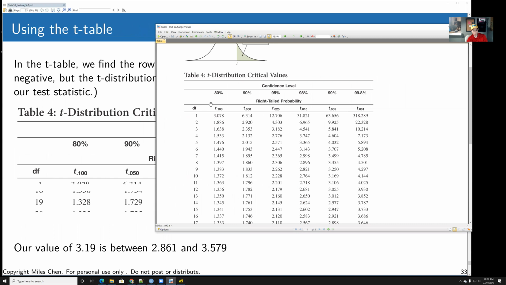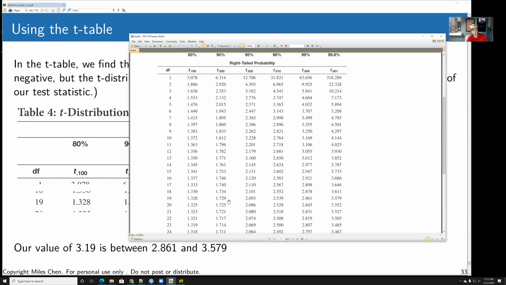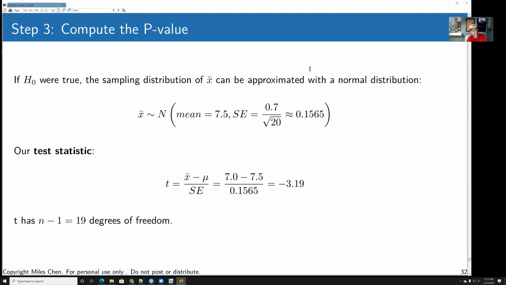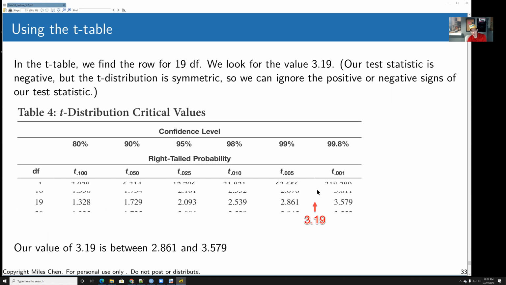So what I've done is I've cropped the top part, the headings, zoomed in, and copied just the one line with 19 degrees of freedom, because that's the only row that really matters to us now. So in the table, we find the row for 19 degrees of freedom, and we're going to look for our test statistic value of 3.19. Technically, our test statistic is negative 3.19, and the t-table is only positive.